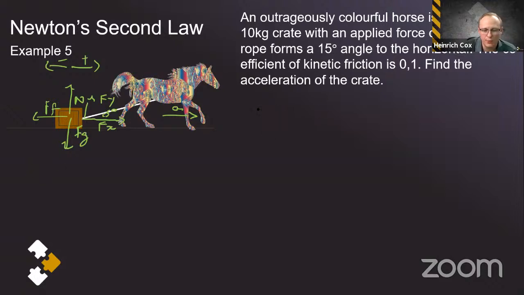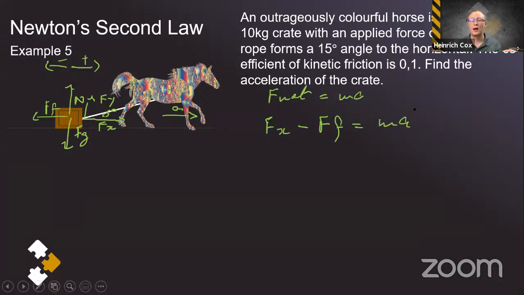So that means if we go and say that our F net equals MA, right, and we take rightwards as positive, it means this X component, right, minus the friction is equal to MA, because those are the only two forces or components of forces that's in that horizontal line of action. And then what we also know is that the normal force plus Fy going up must be equal to Fg going down.